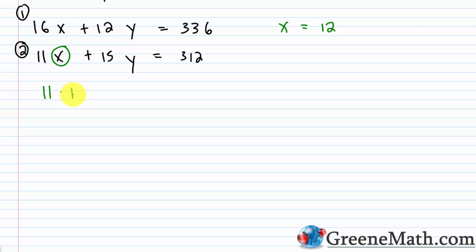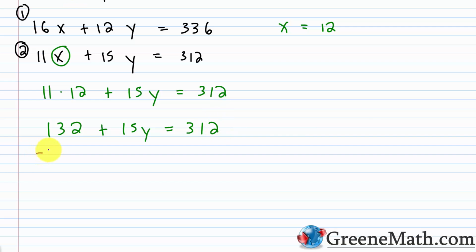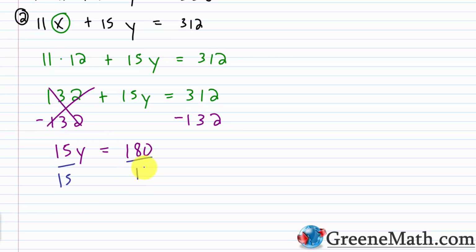So I would have 11 times 12 plus 15y equals 312. 11 times 12 is 132. So I'd have 132 plus 15y is equal to 312. Let's subtract 132 away from each side of the equation. That's going to cancel. We'll have 15y is equal to 312 minus 132, which is 180. So let's go ahead and divide both sides of the equation by 15, and we'll find that y is equal to 12. So x and y are the same value.